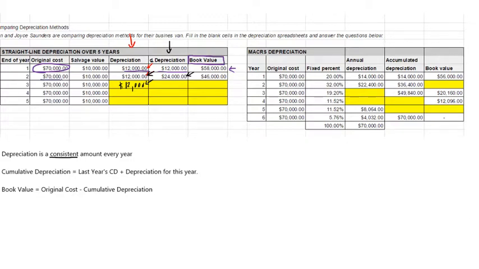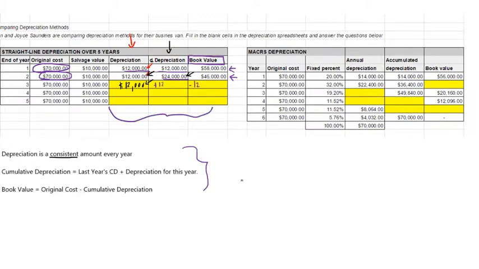For year 2, the cost is the same, right? The original cost will always be the same number. Now our cumulative depreciation was up to $24,000. $70,000 minus $24,000 is $46,000. So each year our cumulative depreciation will go up by 12, and each year our book value will go down by 12. Okay, as time passes, depreciation accumulates, book value decreases. And that's how you'll use these to fill out the remaining boxes for that table.